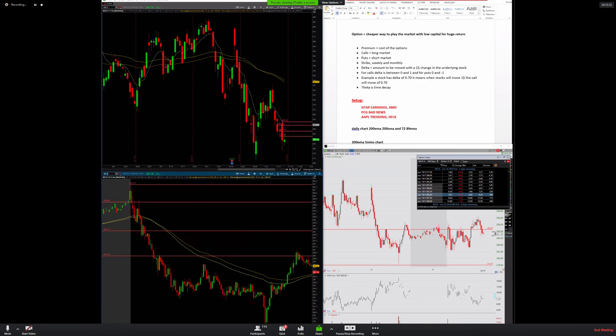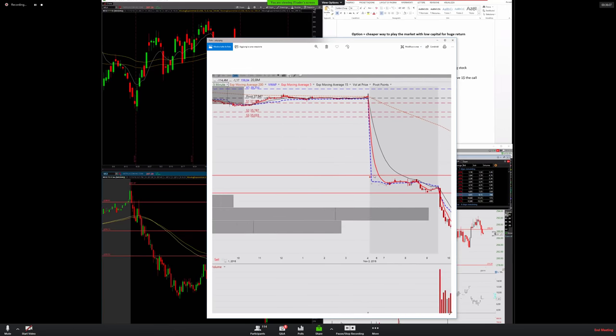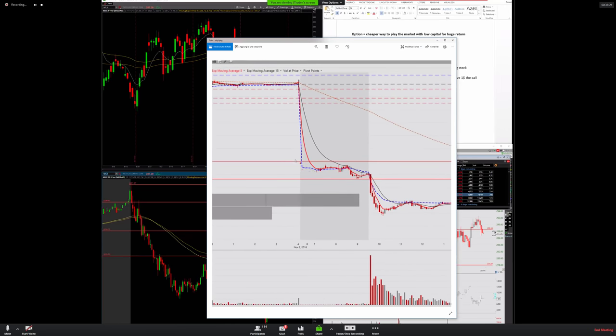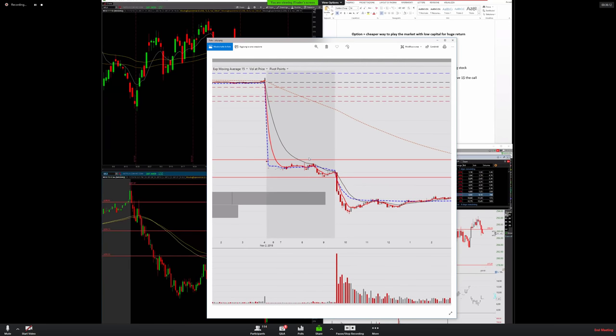Another thing I want to show instead is another setup. And for me, it's an A-plus setup. When I see this kind of setup, I tend to load the boat. So this was PBYI, 2nd November, okay? I want to show you the day because I played this. This was a big gap.